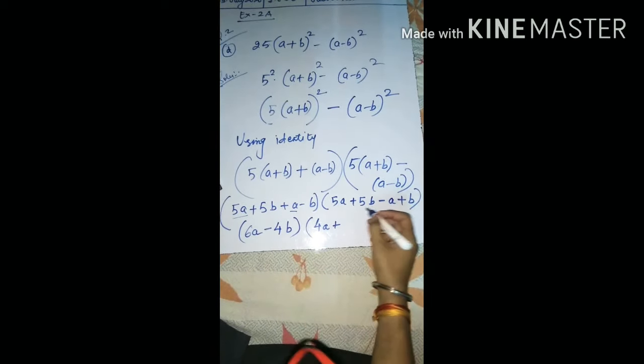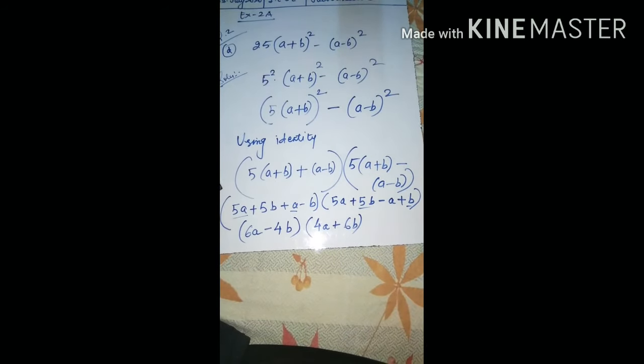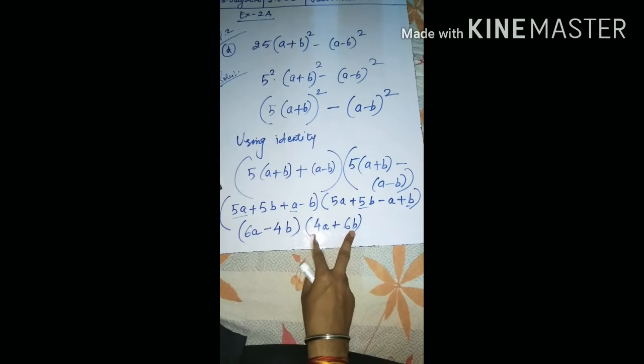And one more thing, like this 5, this is 6b. Okay, one more thing you can do, that you can take digits also common from this. Like you can take 2 common from this bracket and 2 common again from this bracket.